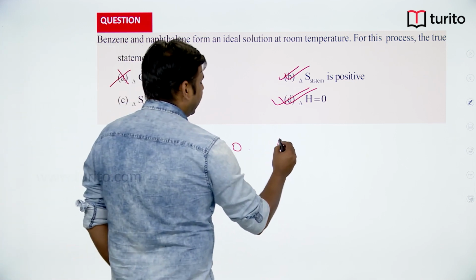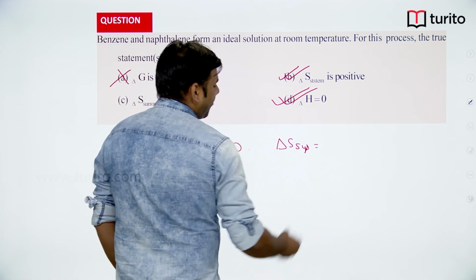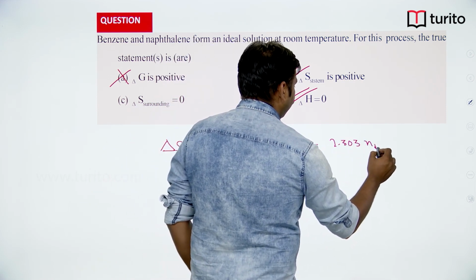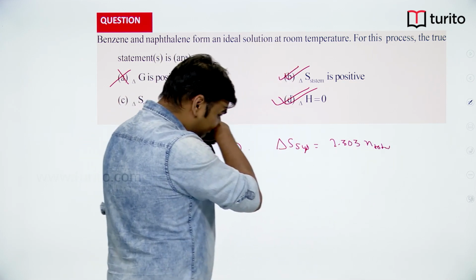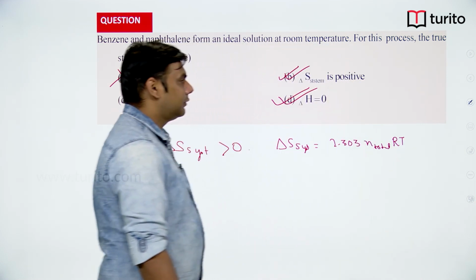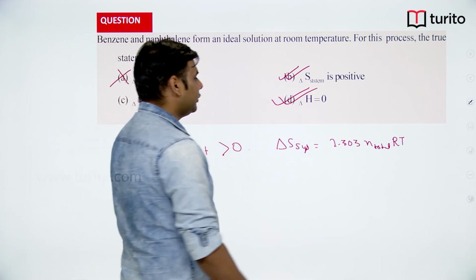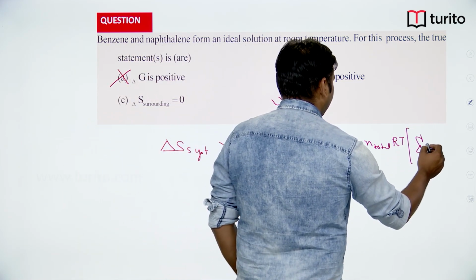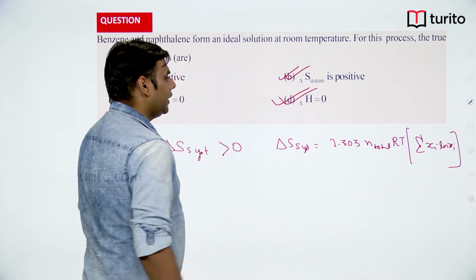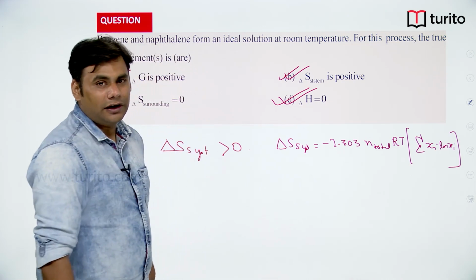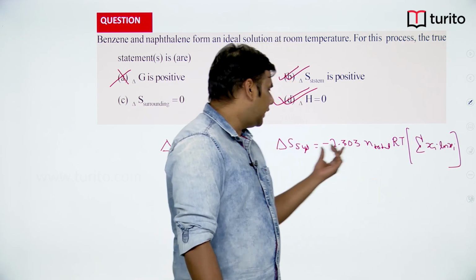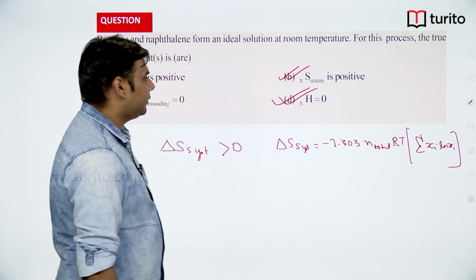We also know that delta S system is equal to 2.303 n total R, summation of xi ln xi, with a negative sign. We know that the mole fraction value ranges between 0 and 1. So log of anything between 0 and 1 is negative. When the negative comes out, it becomes positive. So delta S system is positive.